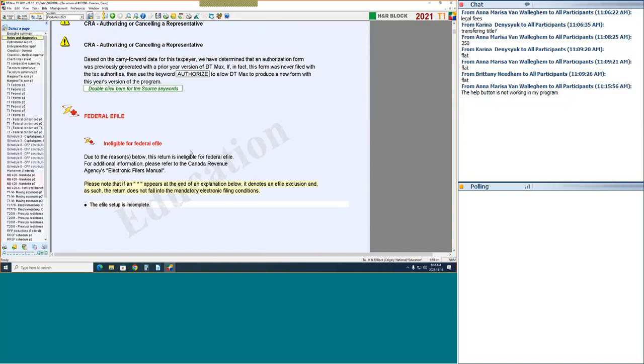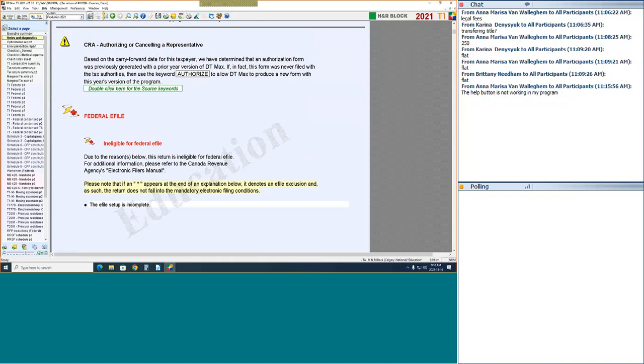And then you want to make sure you don't have any other warnings that are telling you that you should pay attention to something, or you're missing information, or a calculation isn't making sense. This will be the page that saves you from making errors before you submit it to the CRA.